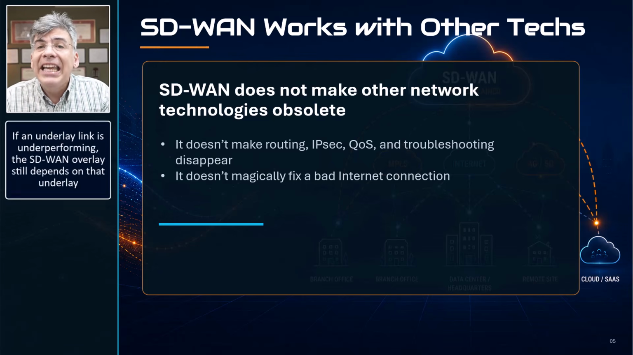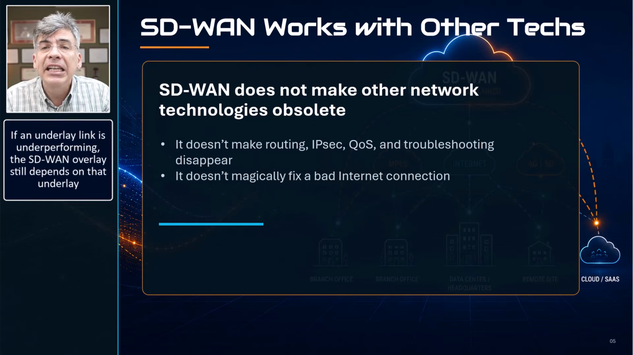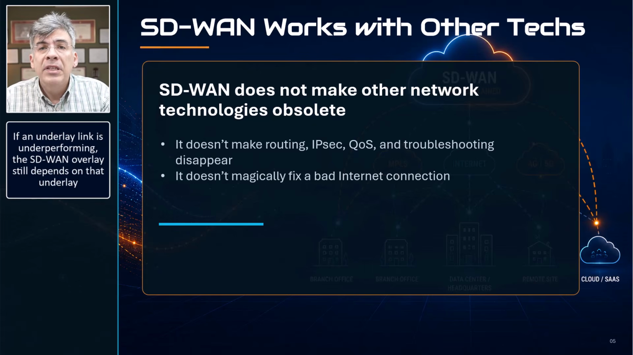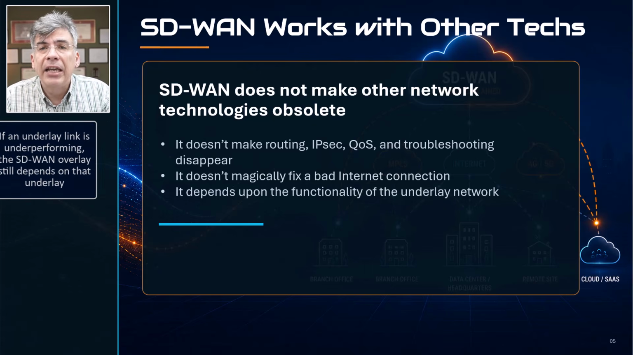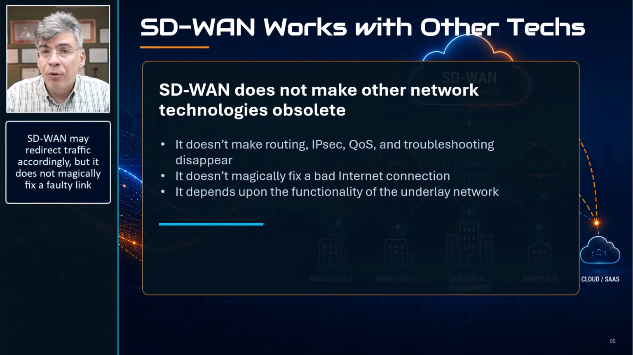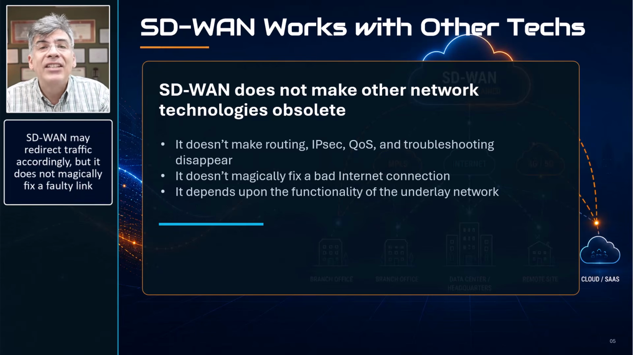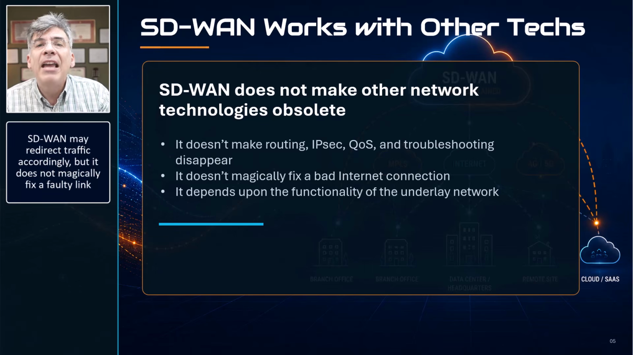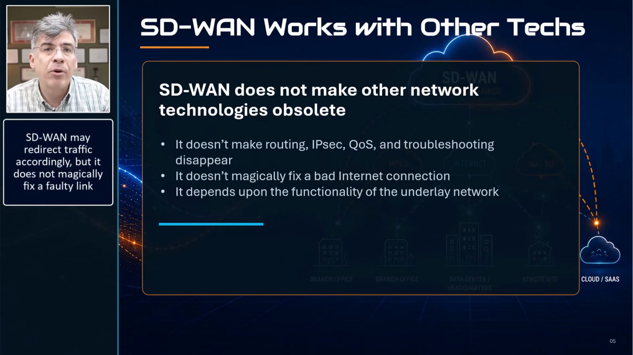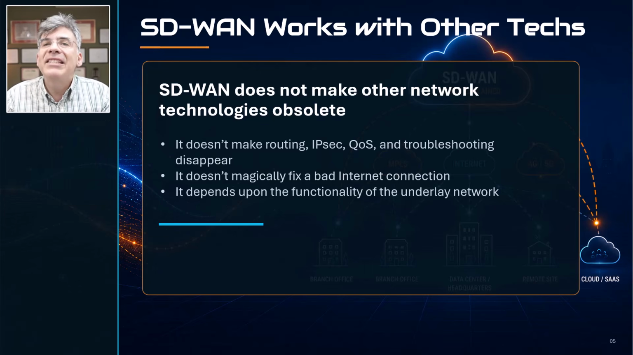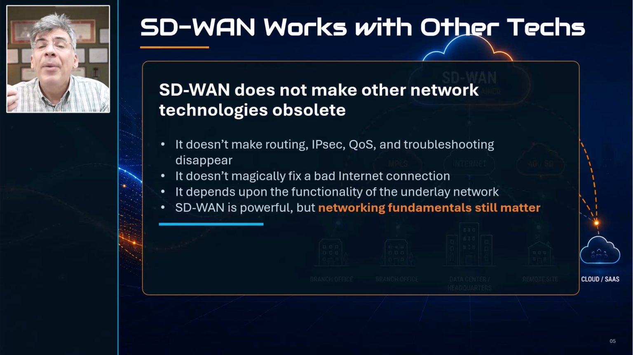If an underlay link has packet loss, latency, jitter, congestion, or instability, the SD-WAN overlay still depends on that underlay. SD-WAN may detect the problem and choose a better path if one exists, but it cannot create good connectivity from a bad physical or transport network. So throughout this series, we will keep coming back to this simple idea. SD-WAN is powerful, but networking fundamentals still matter.